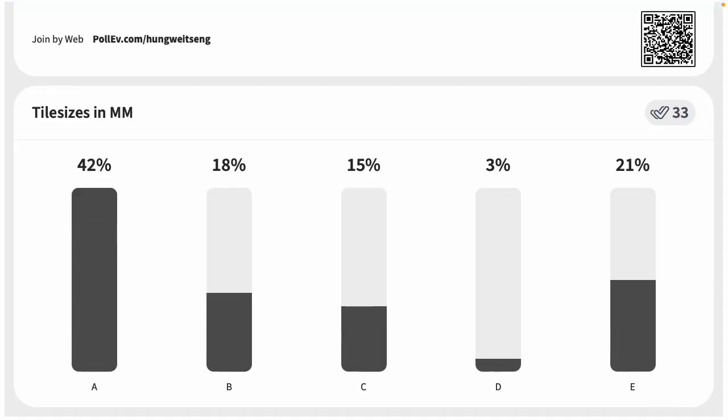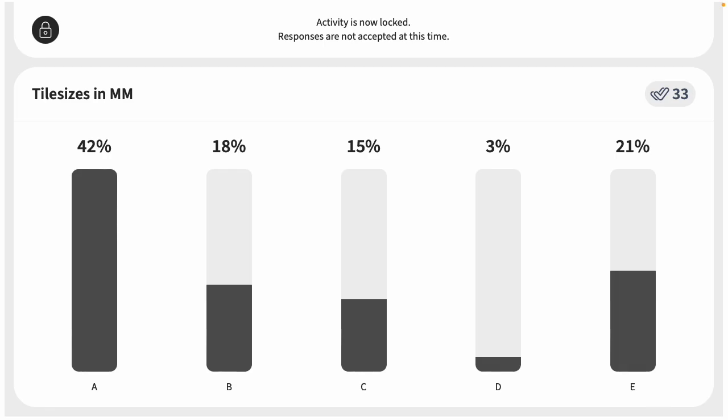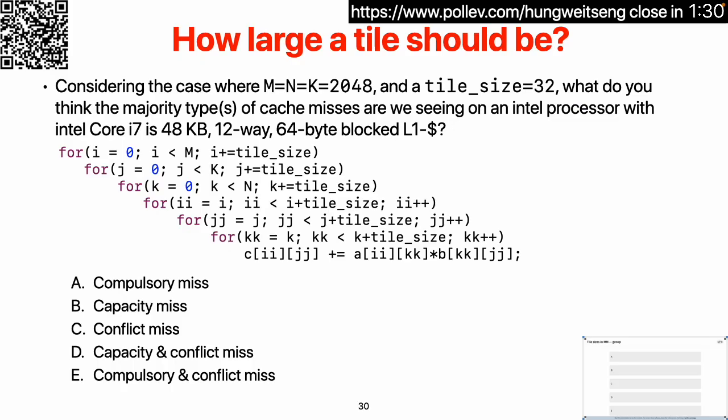All right, let's take a look. Okay, in the very beginning discussion, a lot of you think it's A. So why don't you go ahead and discuss with your friend to see if it's really A or something else?